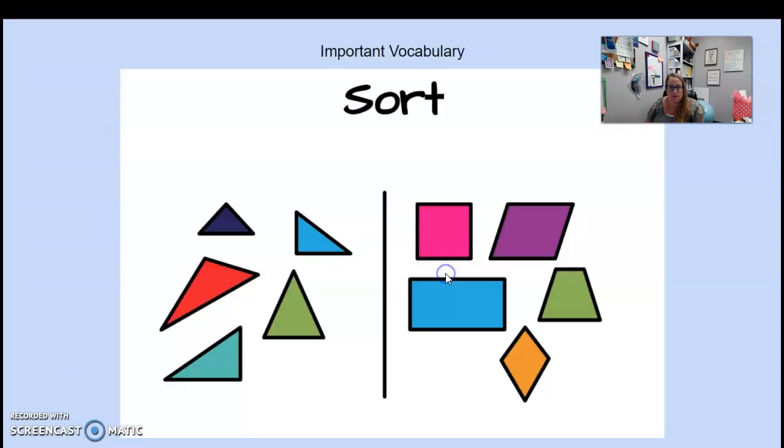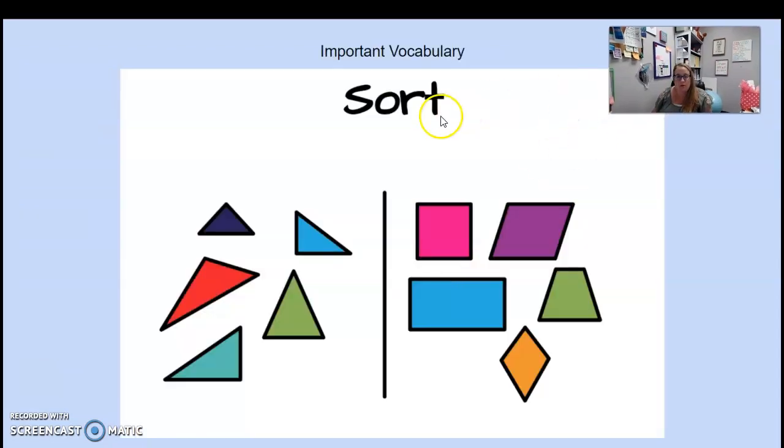So let's get started. Our first vocabulary word is the word sort, and we've been doing a lot of sorting, so I know you already know what it means, but let's just review it. Sort means we're going to put things into groups that are alike. So I have a group of triangles over here and a group of quadrilaterals over here.